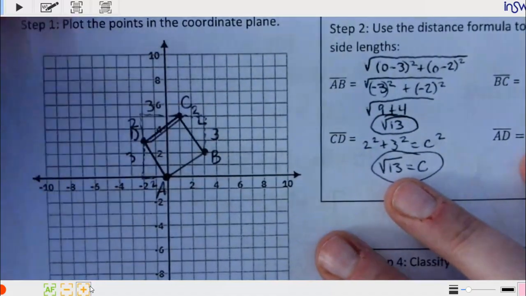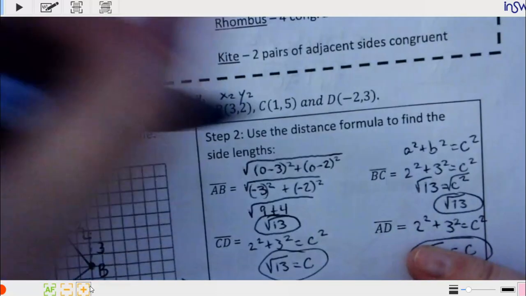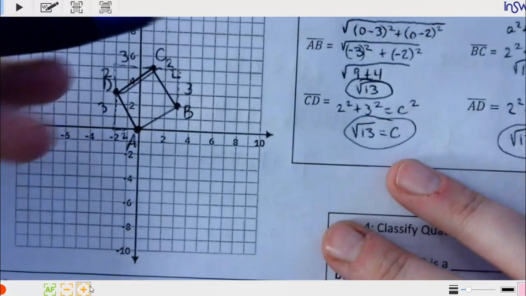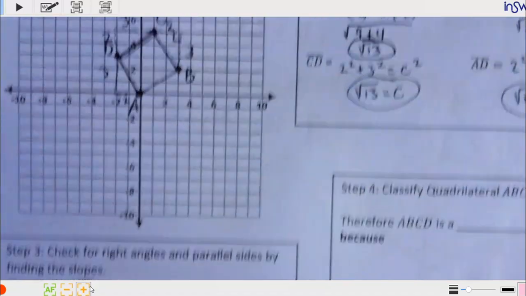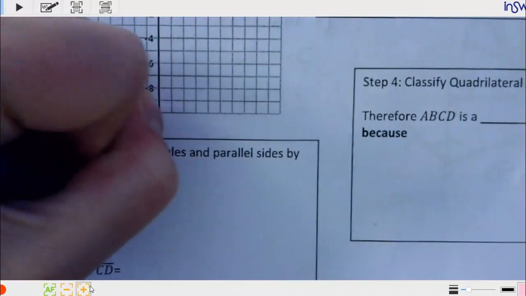It goes up 2 and over 3. You can use slope formula if you'd like, if you just want to use these points. I think it's a lot easier to just count it on the picture, so that's what I'm going to do, but it's up to you. There's multiple ways to solve it. So AB goes up 2 over 3.